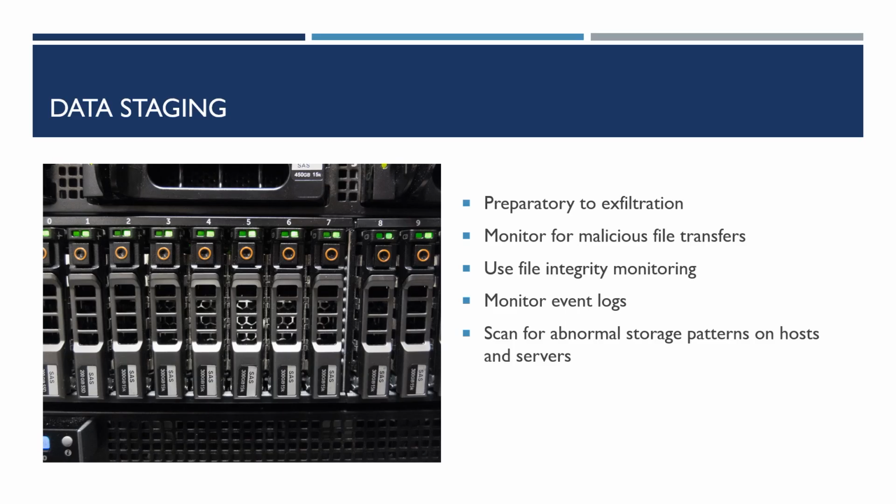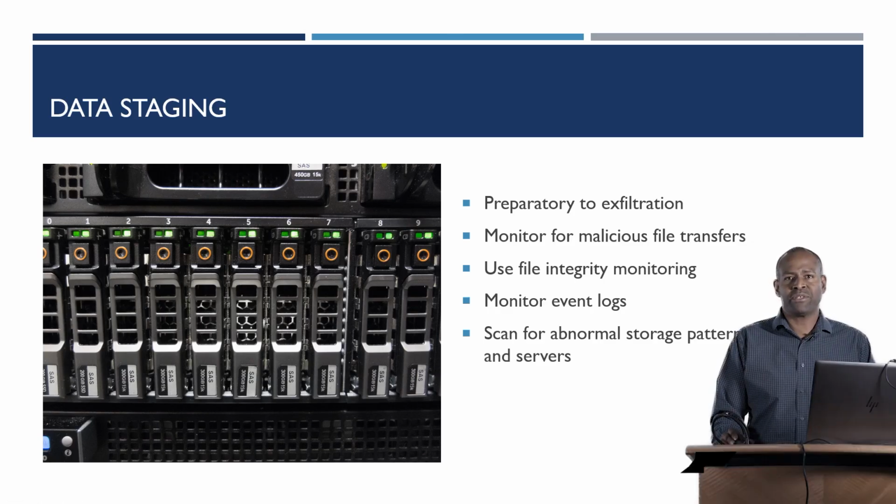The last thing we look at is data staging. Data staging is usually preparatory to exfiltration. They're trying to get data out, so they're staging it, collecting it. And so how would you find it? Well, number one, you monitor for malicious file transfers. One of the ways to do that is to use file integrity monitoring. You could obviously monitor your event log and scan for abnormal storage patterns on hosts and servers. Do we really need to have megabytes or gigabytes in one place? Have you seen a repository of data growing quickly over time?